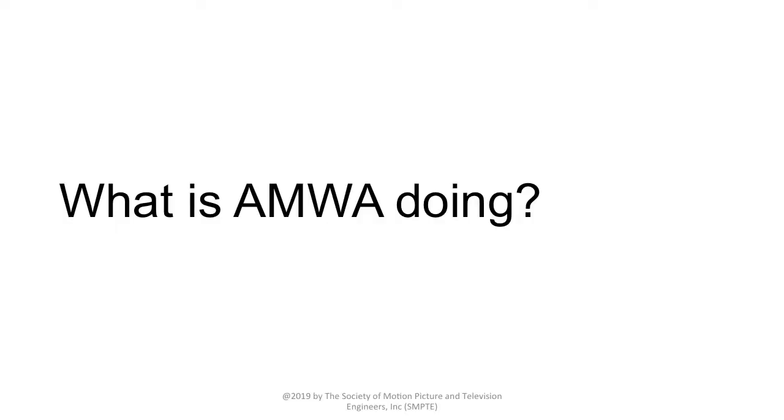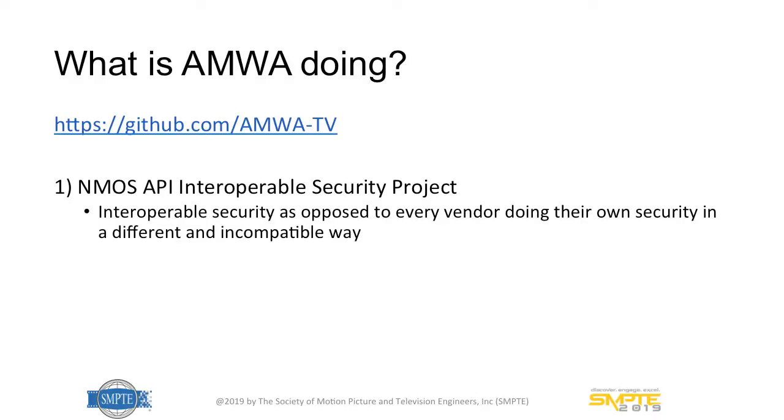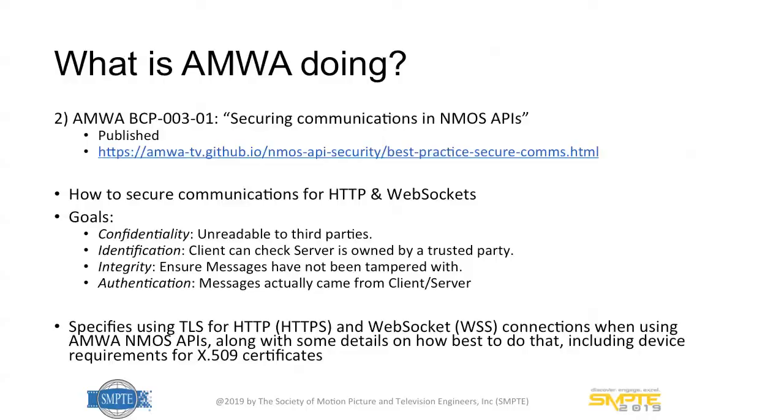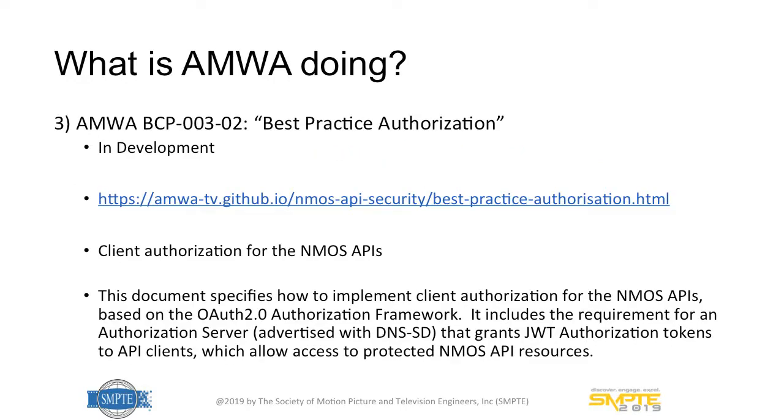With AMWA, they have the interoperability security project, with its goal being that we don't want every vendor doing it a different way. We want to come up with some consistent ways. This is basically what Jasper's presentation was going over. So the AMWA has 2 documents. They have their best current practices, BCP-003, which is securing the API. That's a published document, and I won't touch on it much because Jasper did a nice job of covering that.